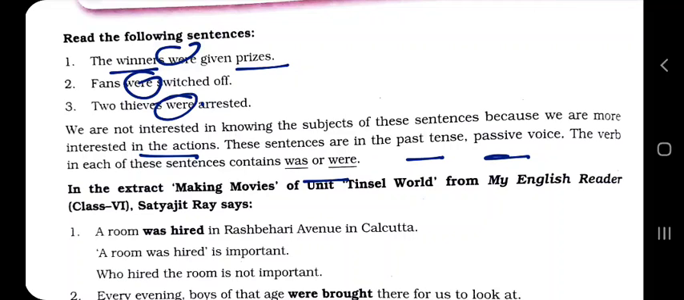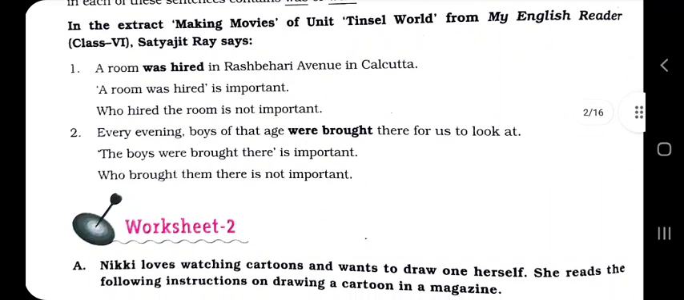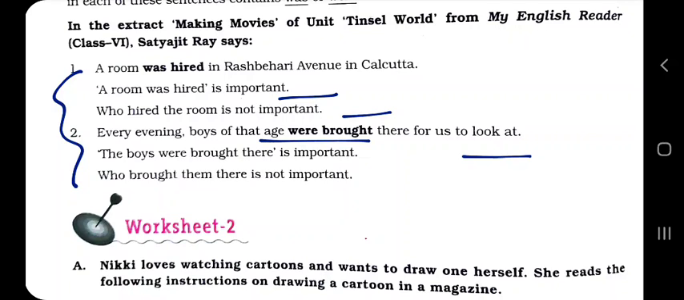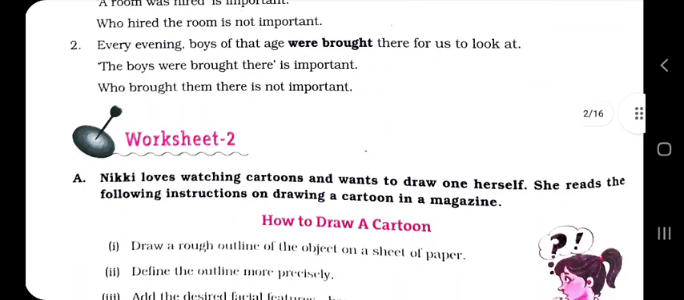In the extract Making Movies of the unit Stencil World from my English reader, Class 6, Satyajit Ray says, a room was hired in Rash Bihari Avenue in Calcutta. A room was hired is important. Who hired the room is not important. Dear students, try to understand this. You will understand it gradually. Every evening, boys of the age were brought there for us to look at. Here, boys were brought is important. Who brought the boys is not important. The importance is given to the boys who were present there, who have been brought there.